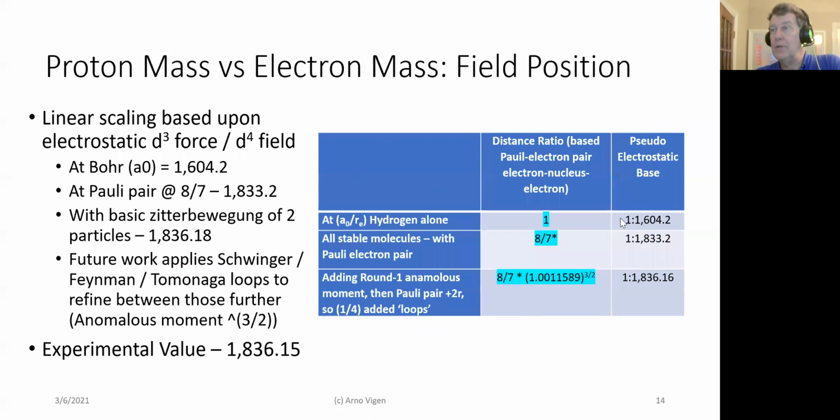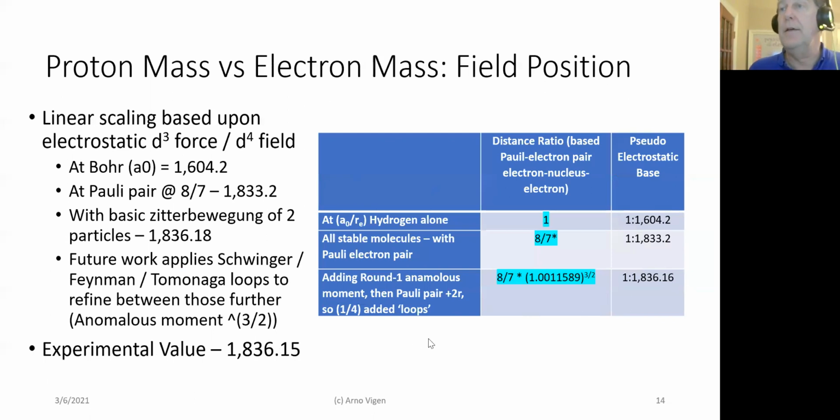Okay, so now what happens, instead of that 1664, I multiply it by 8/7, and I get 1863. And again, I've got to have that Anna-Miles moment because those particles themselves actually have physical distances. So I end up with 1836.16, okay? And the experimental value of the ratio of the proton mass versus the electron mass is 18,365.15. And I still haven't figured out why I'm off, but that's down at 5 digits, okay?